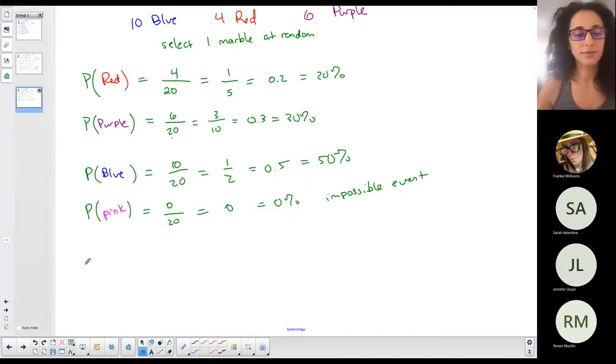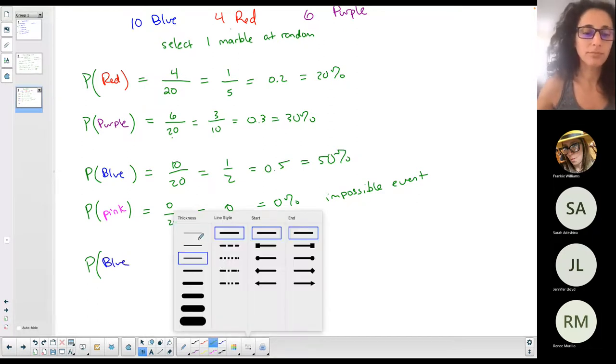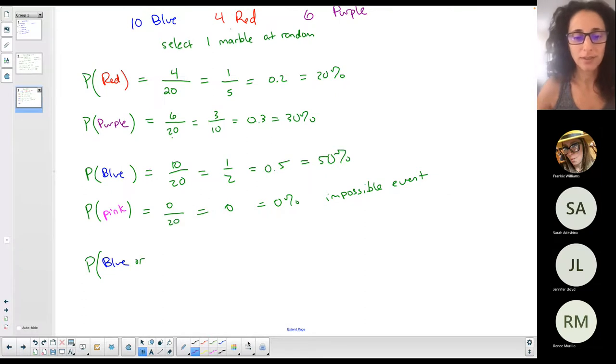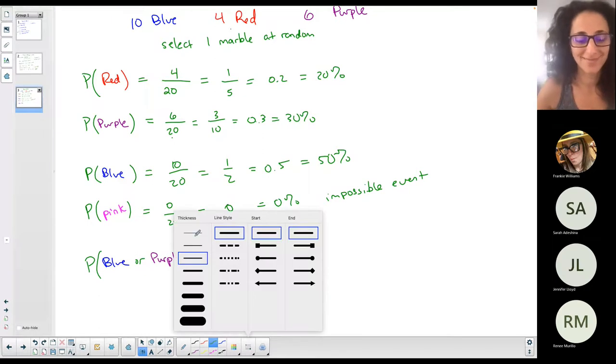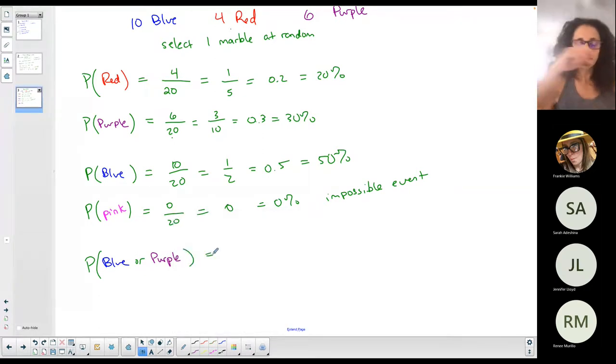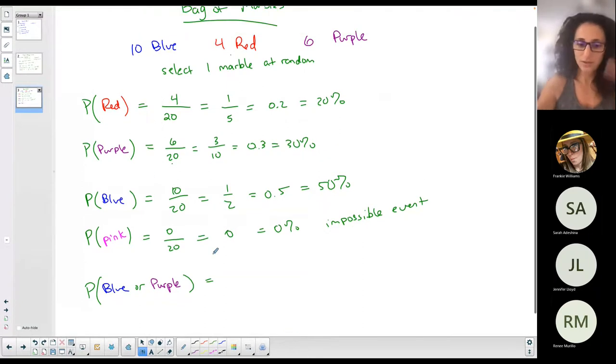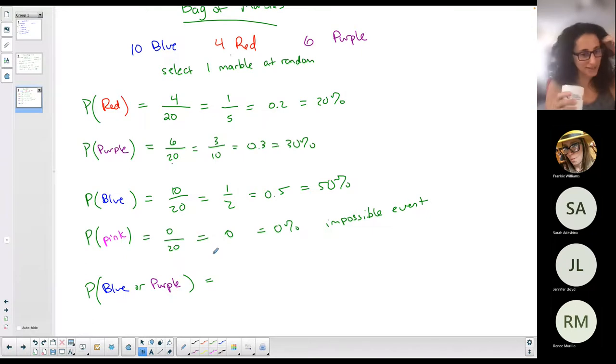Let's see if you can do this one. And I believe you can, but I'm going to tell you what it means. What is the probability? Now I'm still selecting 1 marble. What is the probability that I select, let me keep color coordinating, a blue, or let's go purple because I don't really like red. Blue or purple. Let me see if you could do that. Try it for a second. I'm not expecting you to get it right. I'm not expecting you to get it wrong. I'm just, try it.